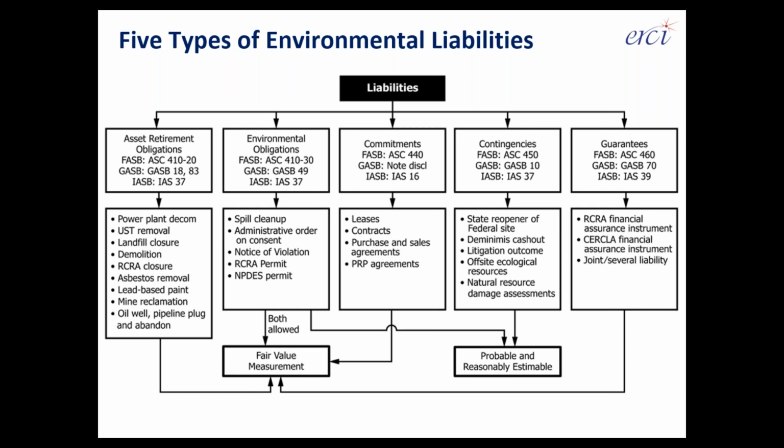The 5 types that are out there are asset retirement obligations, environmental obligations like spill cleanups, Superfund cleanups, administrative consent orders, and so on. Commitments, which are normally leases, contracts, purchase and sales agreements, perhaps even PRP agreements. And then much smaller in dollar are the others, like contingencies, which are often just legal claims, and guarantees, which are where transactions like financial assurance are accounted for.